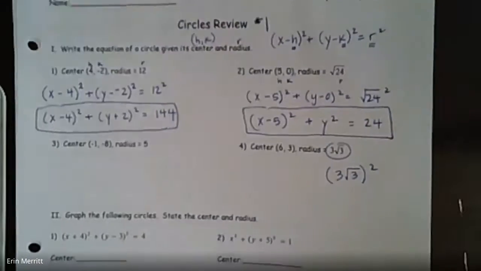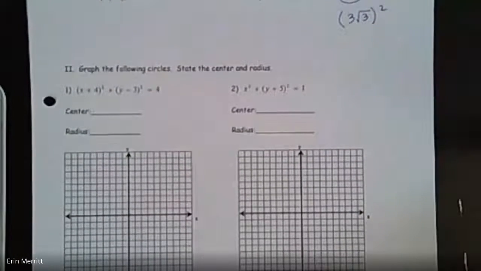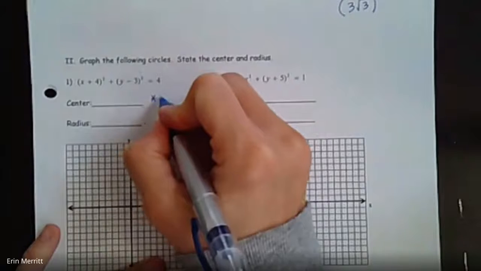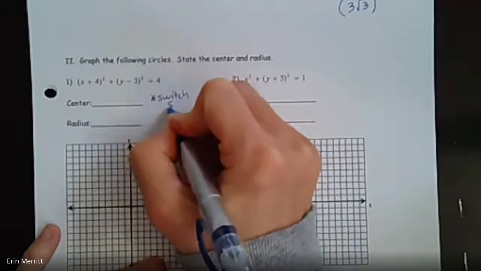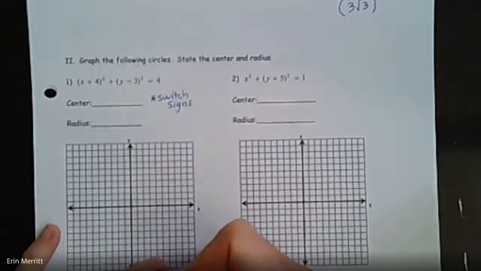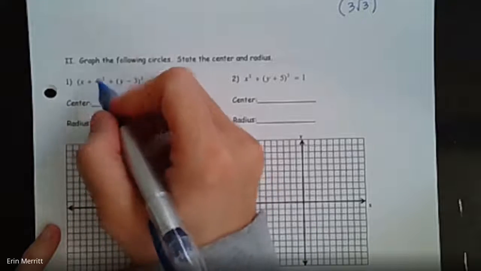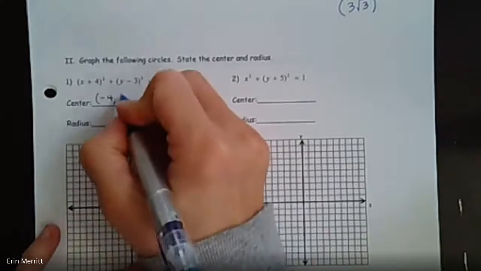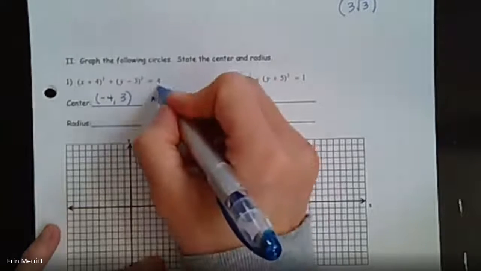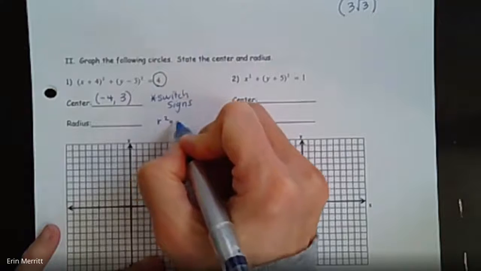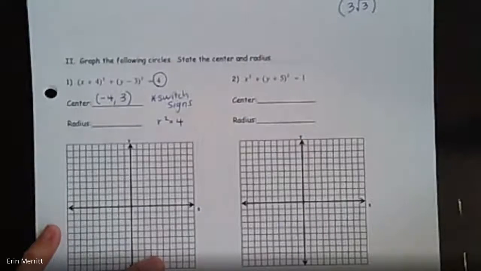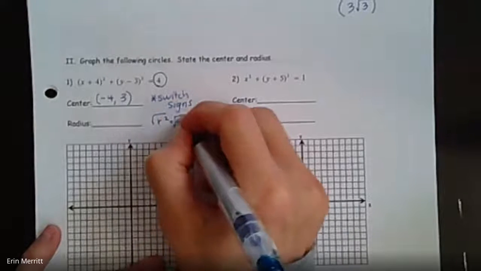All right, down at the bottom, you got a couple graphing ones. We'll do one of these here. So you have to work backwards. The biggest thing here is you have to remember to switch the signs for the center point. So if I see x plus 4, that really means it's a minus 4. And y minus 3 means it's positive 3. And then as for the 4, that's equal to r squared. So that's not the radius. That's the radius squared. So take the square root.